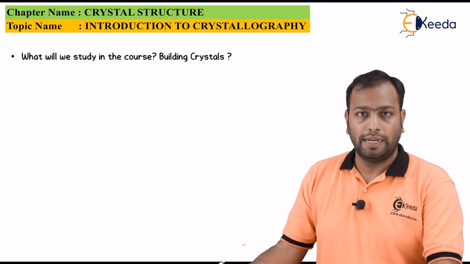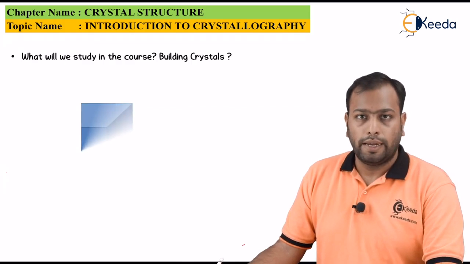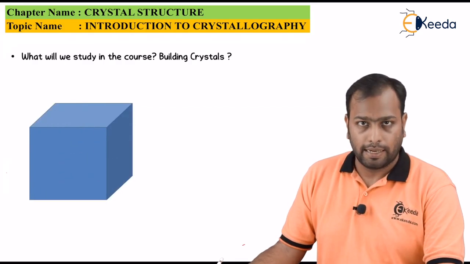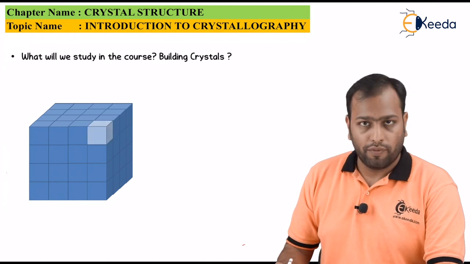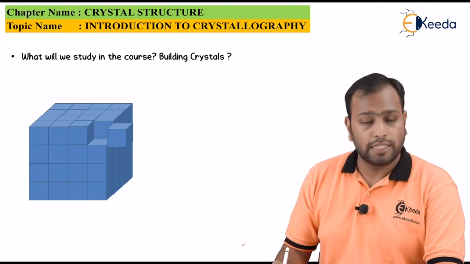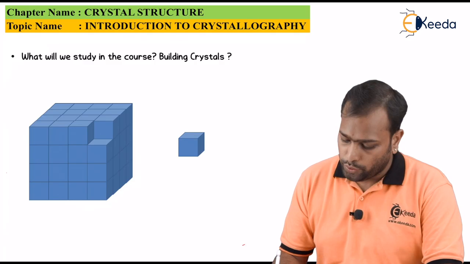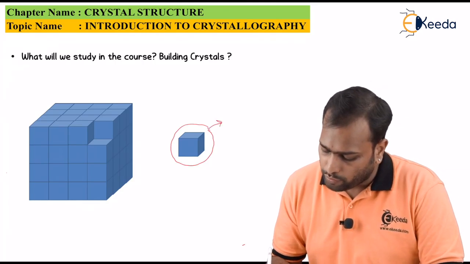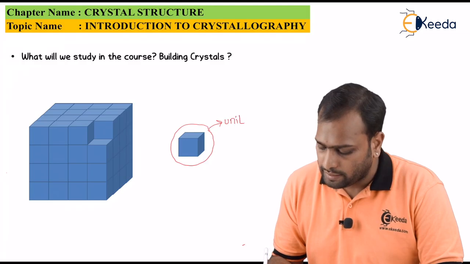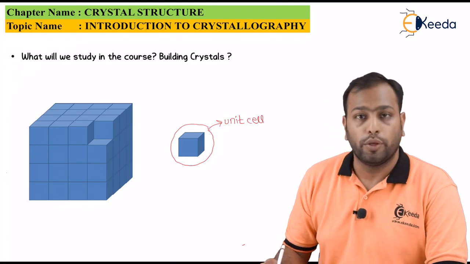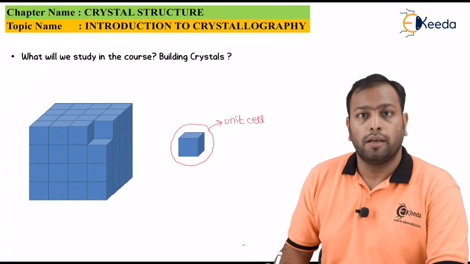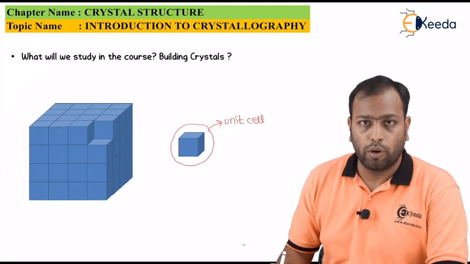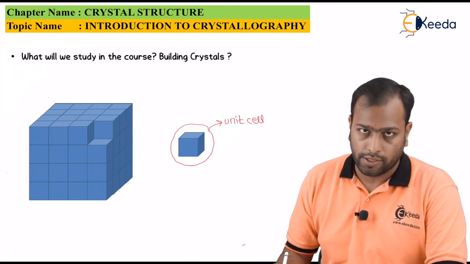So let's begin to build crystals. To build a crystal, take a crystal and slice it apart. Now we'll take one of the sliced parts, and this sliced part is called a unit cell. Using this sliced part, you can build the entire crystal. So what is a unit cell? A unit cell is the basic building block of the entire crystal.